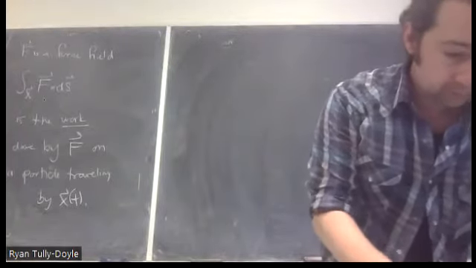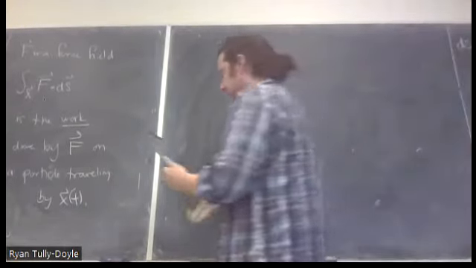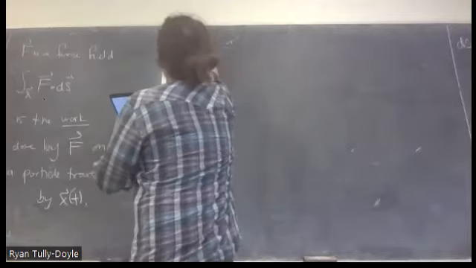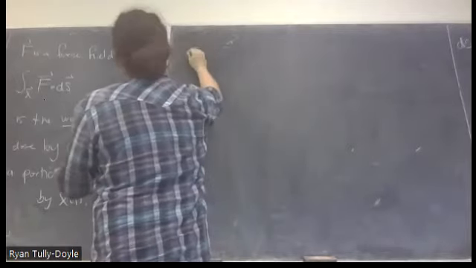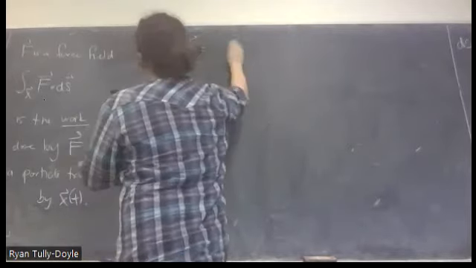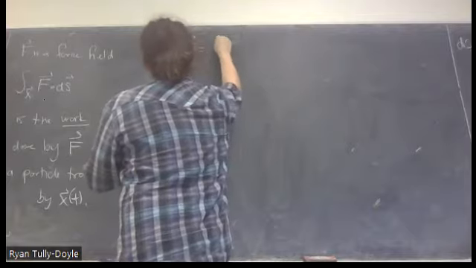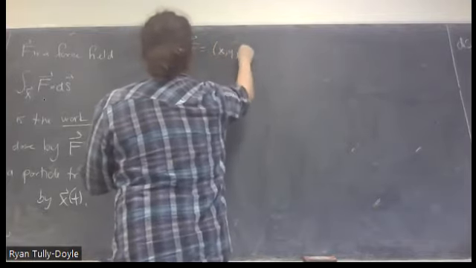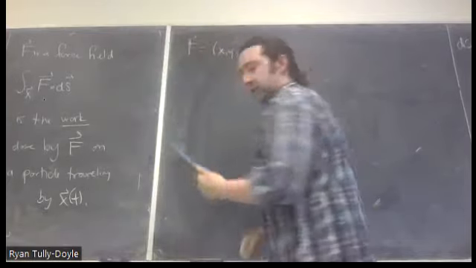All right, so let's look at, I'm just going to set this up and not actually compute it because these are pretty easy. They compute in exactly the same way. So if F is equal to (x, y, z), what does that do?